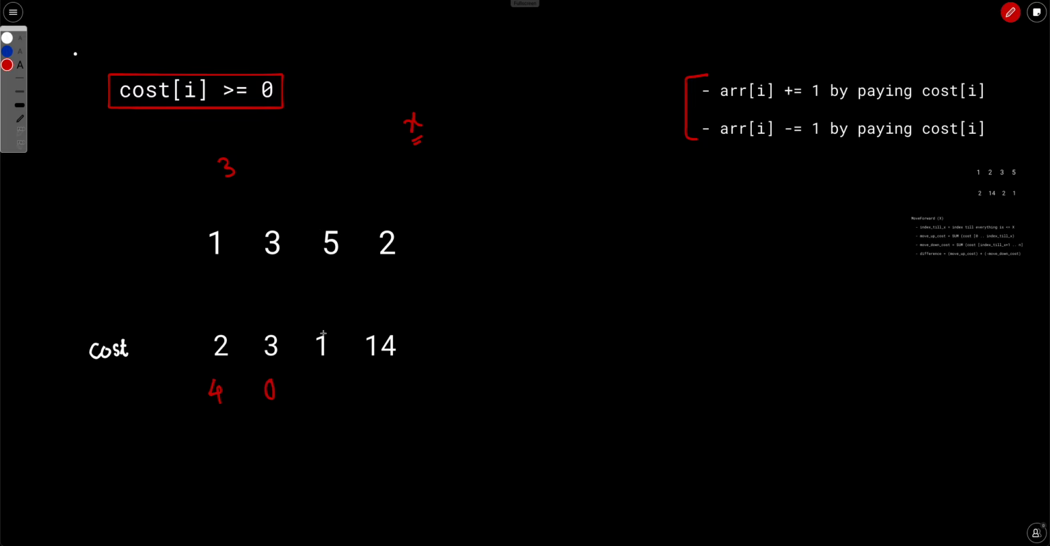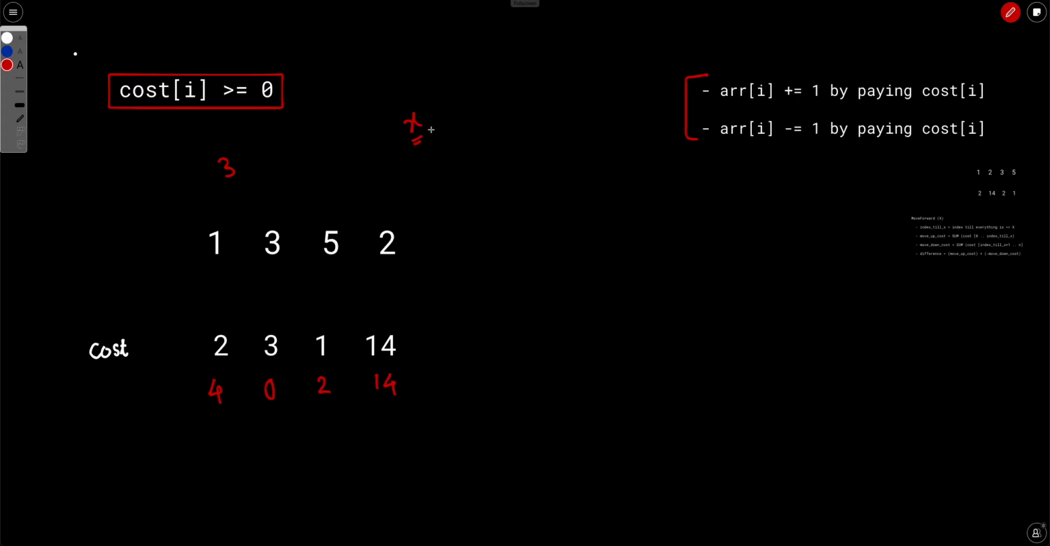For 5 to 3, you have to decrement this twice, so you will be paying 2 units of cost, right? Now, similarly, for 2 to 3, you will be incrementing it once, so you will be paying 14 units of cost. So finally, you will be paying 4 plus 2 plus 14, which is 20 units of cost to move everything to 3. Okay.